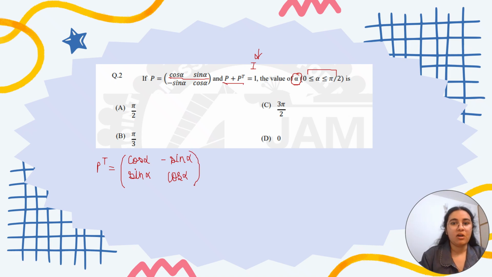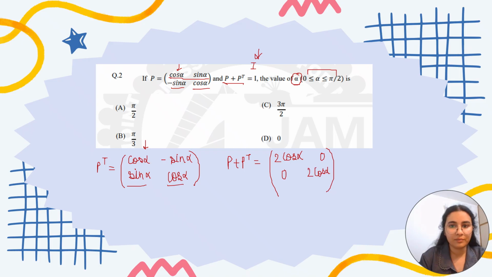Now P plus P transpose. P plus P transpose is what? The corresponding elements will be added up. So I will just add the corresponding elements. Cos alpha plus cos alpha is 2 cos alpha. Then sin alpha minus sin alpha is 0. Then minus sin alpha plus sin alpha is 0. Cos alpha plus cos alpha is 2 cos alpha. This thing is equal to the identity matrix. Identity matrix is [[1, 0], [0, 1]].